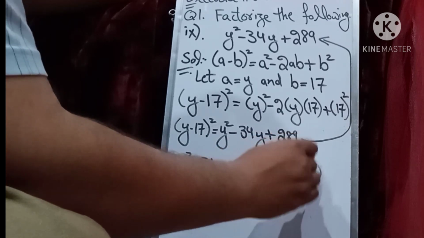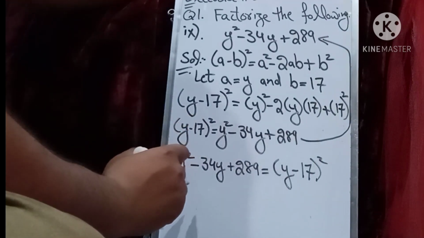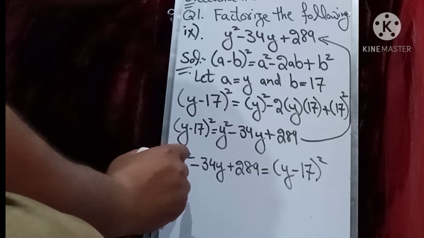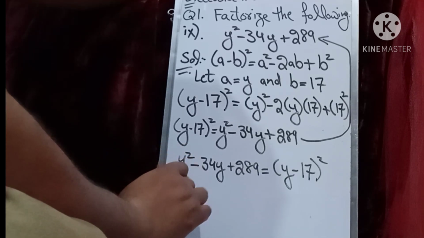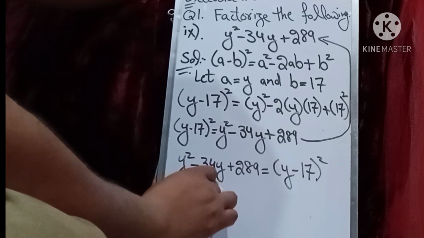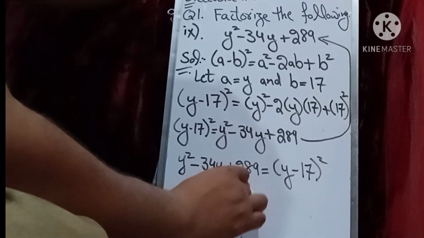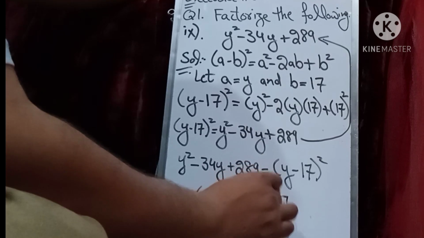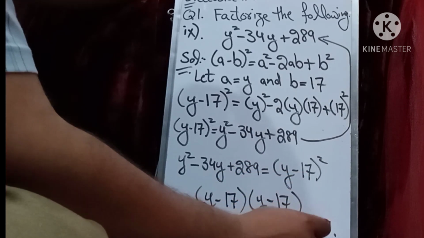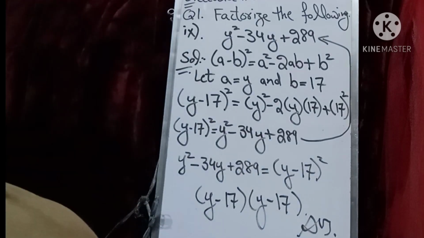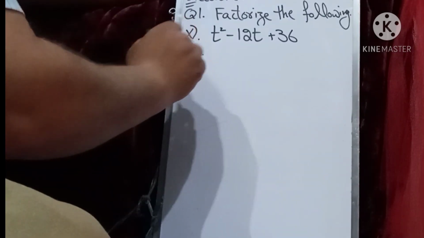This is the perfect square formula complete. So you can write (y minus 17) whole square instead of this. But (y minus 17) whole square is actually equal to (y minus 17) into (y minus 17). This is our required answer.